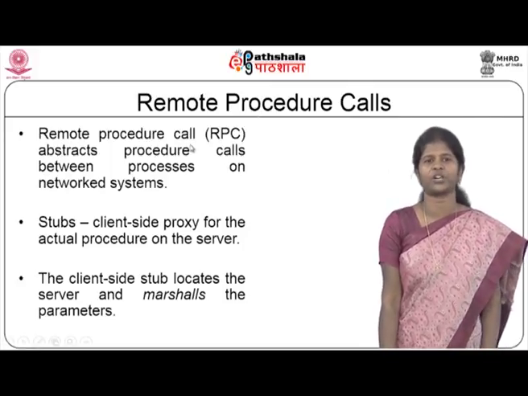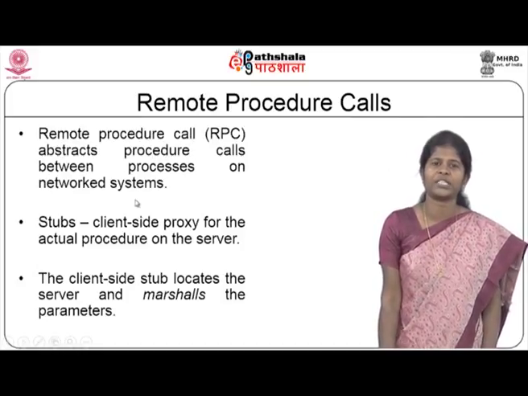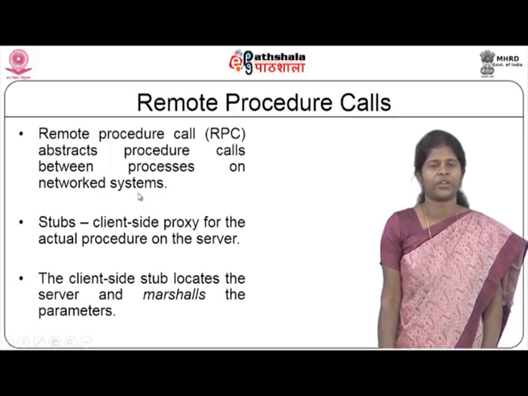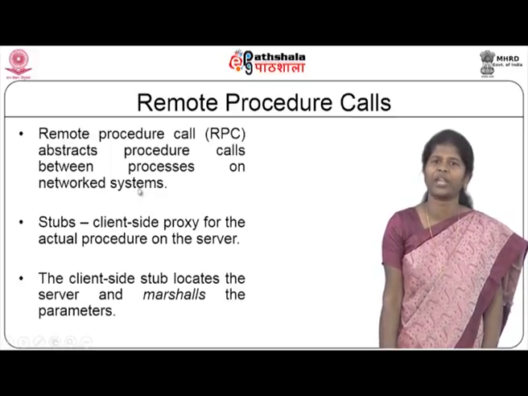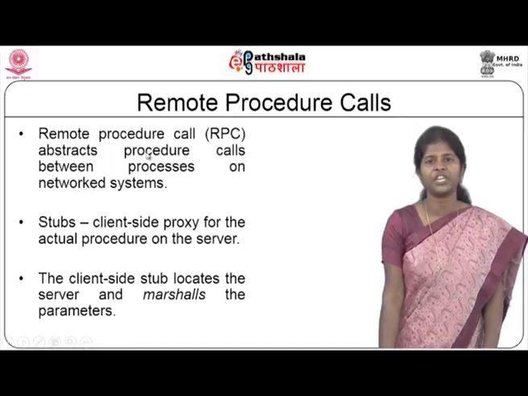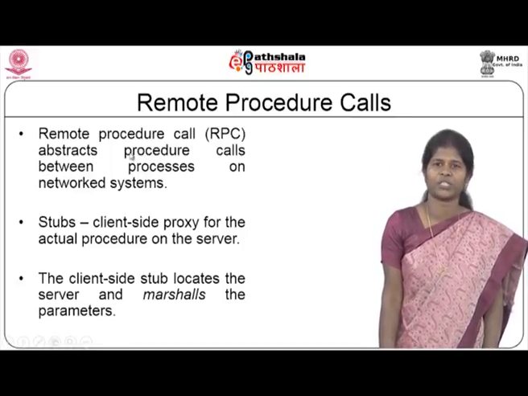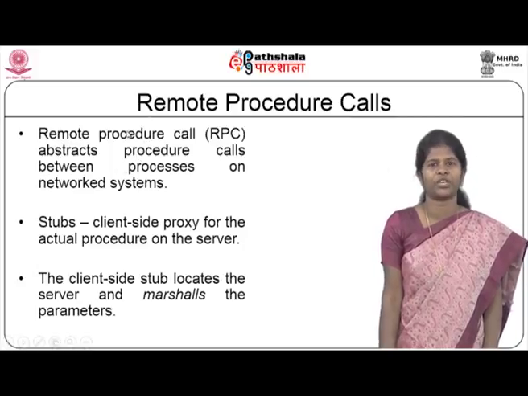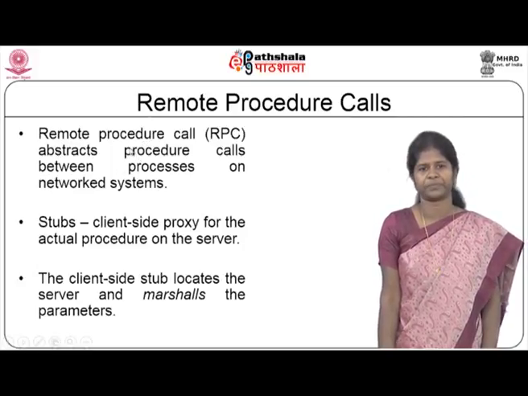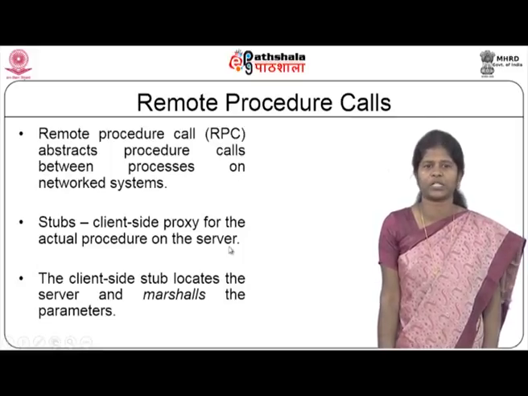This remote procedure call, also called RPC, abstracts procedure calls between processes on network systems. So, you have a network, a number of machines connected over the network, and a number of processes running on different machines in the network, and those processes on the different machines can communicate using RPCs. So, when you have this RPC, how does it actually work?